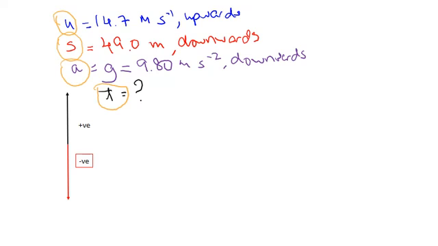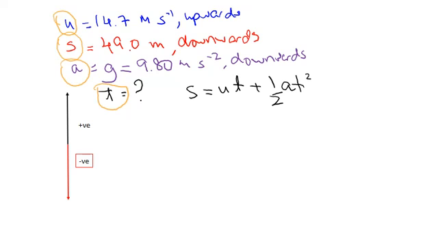Which equation should you choose? Obviously, the only equation that doesn't involve v in it is this equation, s equals ut plus half at squared. Now, let us substitute s, u, t, and a into this equation and see what we obtain.